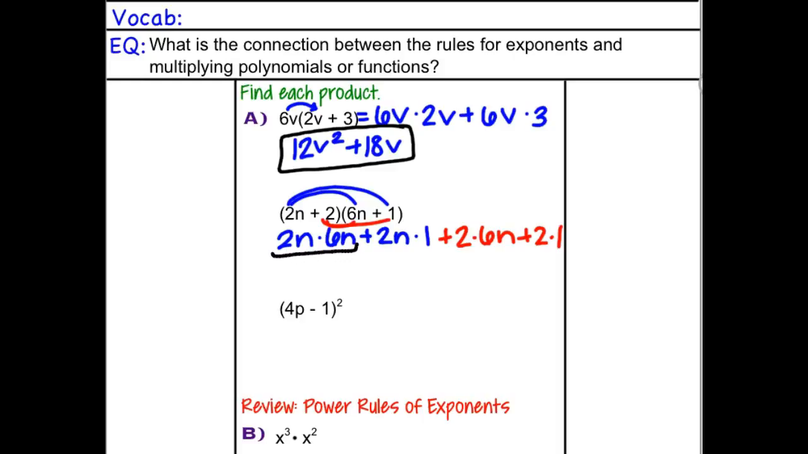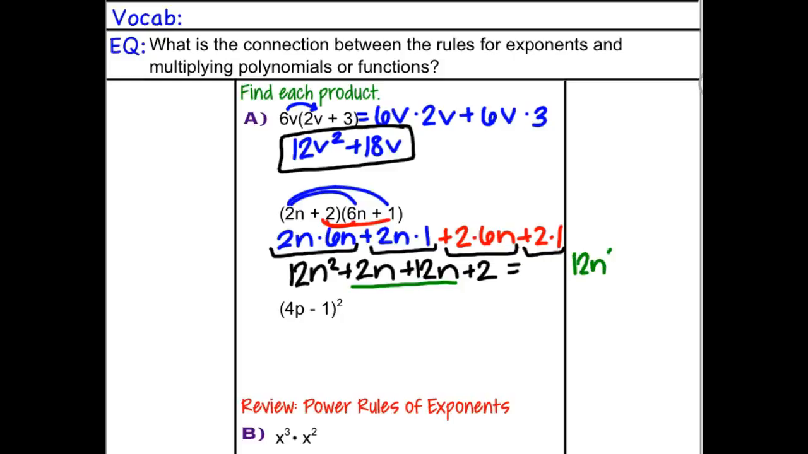And then we start multiplying out. So we got 2n times 6n, which we said is 12n squared, but last time it was a b. 2n times 1 is 2n. 2 times 6n is 12n. And 2 times 1 is 2. And then I look and I say, oh my goodness, I can combine 2n and 12n, giving me a final answer of 12n squared plus 14n plus 2.